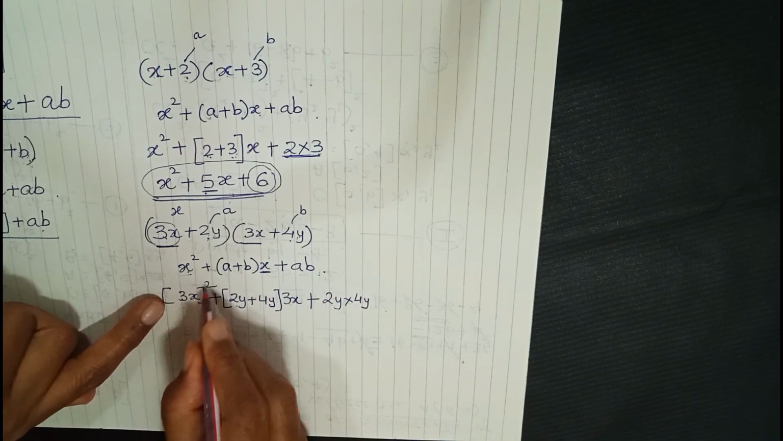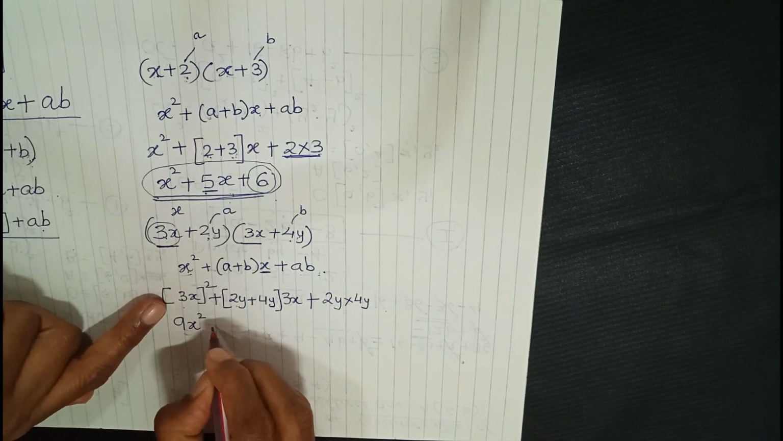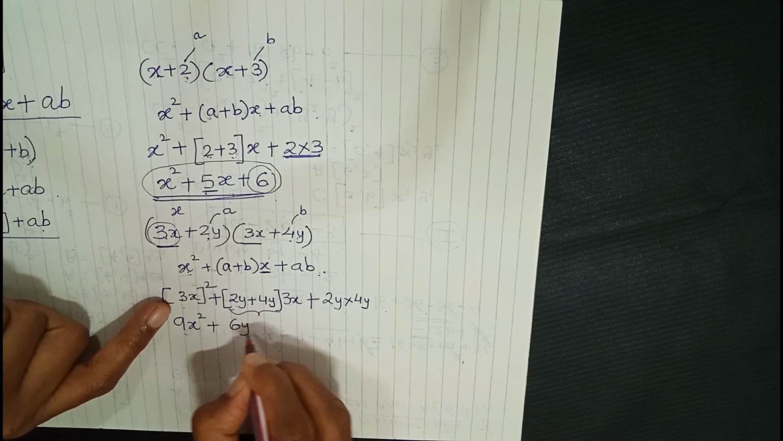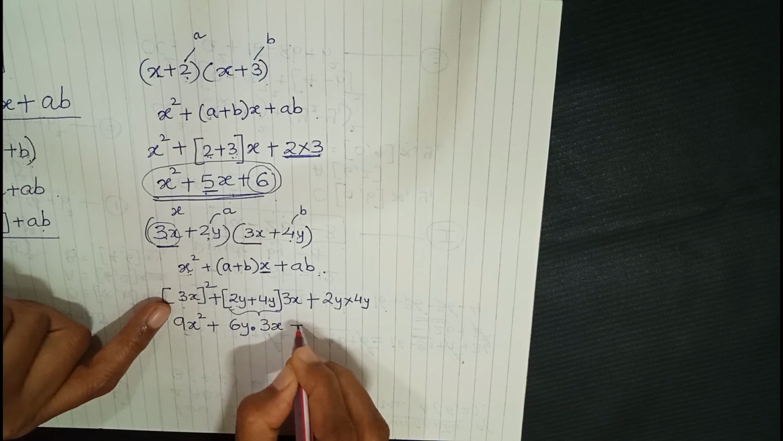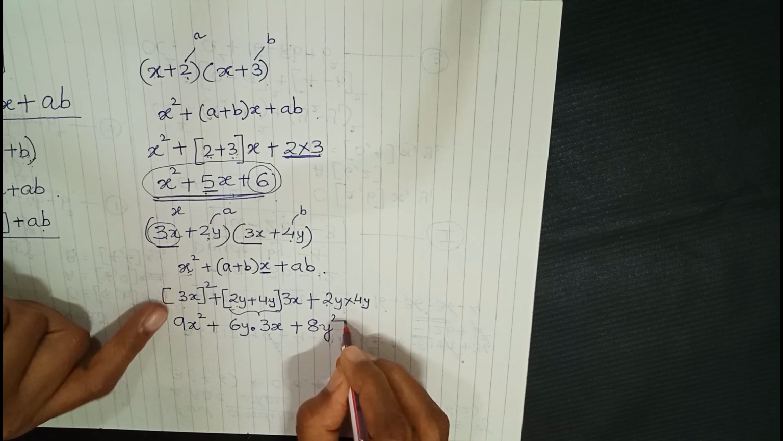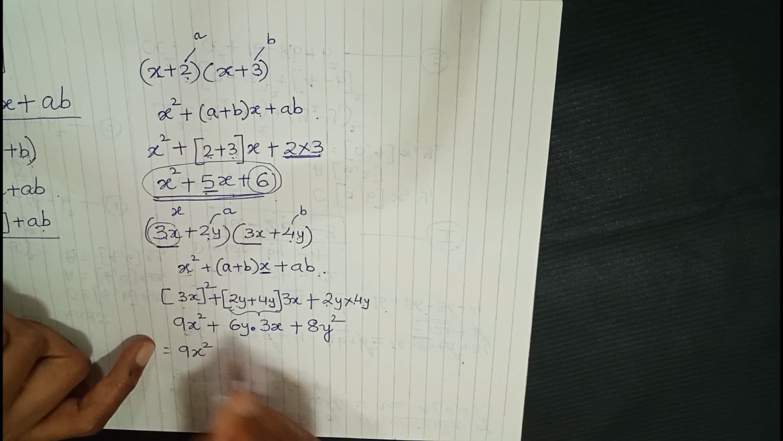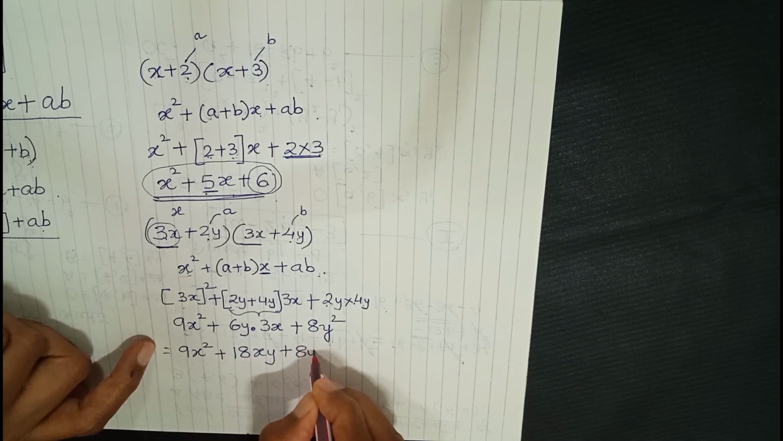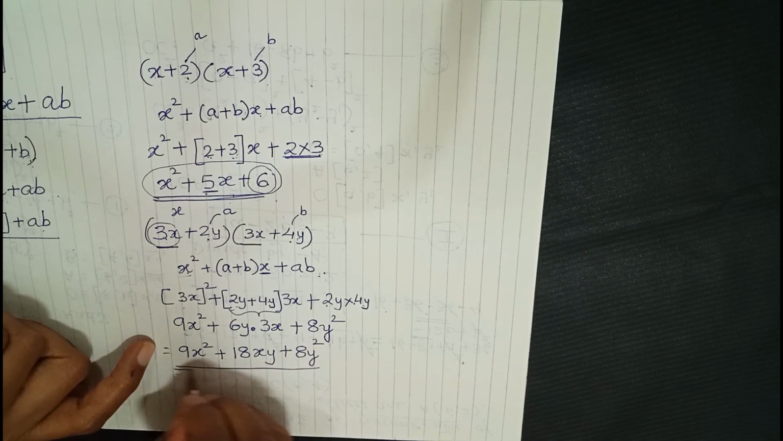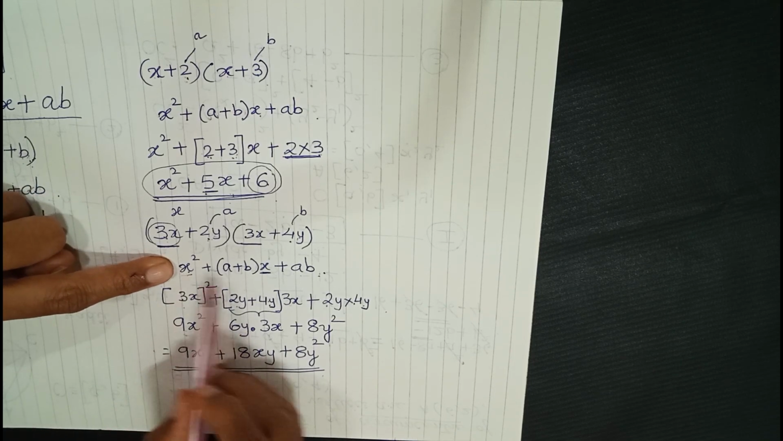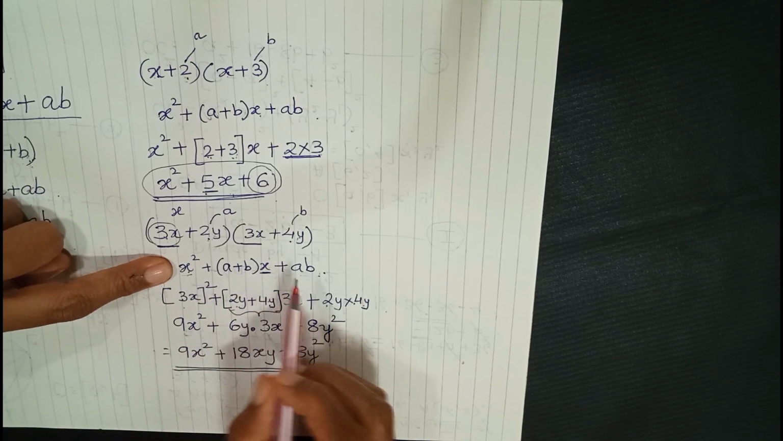Now see, open the bracket. 3 square is 9x square. Now let's solve this bracket first. 2y plus 4y is 6y multiplied by 3x. And then 2 into 4 is 8, y into y is y square. So what we get? 9x square. Now here we can multiply: 6 into 3 is 18, x into y is xy, plus 8y square. So you can see we have expanded our two brackets using our formula x square plus a plus b into x plus ab.